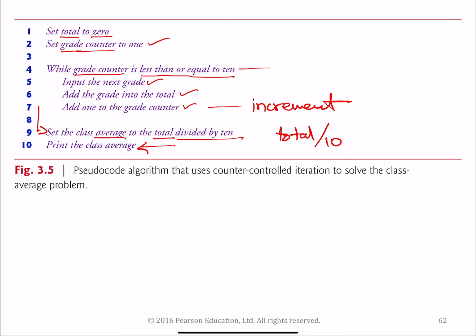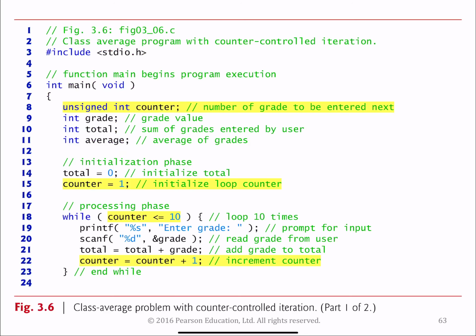Finally, we print out this average that we have computed. This is the code for that, and we'll look at it also in the hands-on section. The new parts, like always, are highlighted in yellow. And the counter variable, we're calling that counter. And you see something new here.